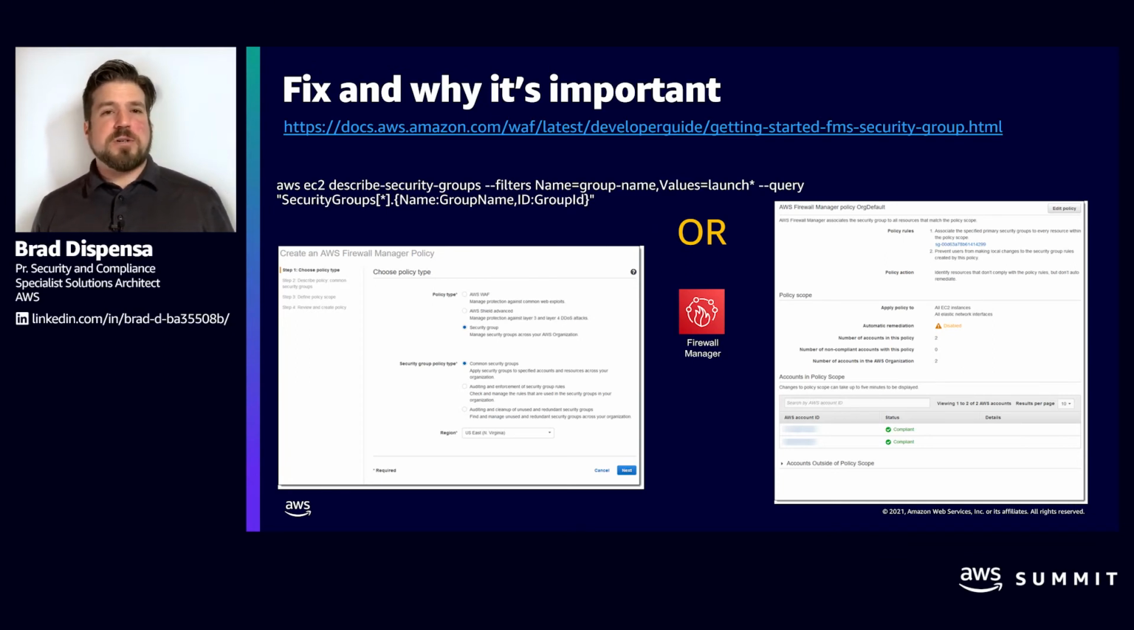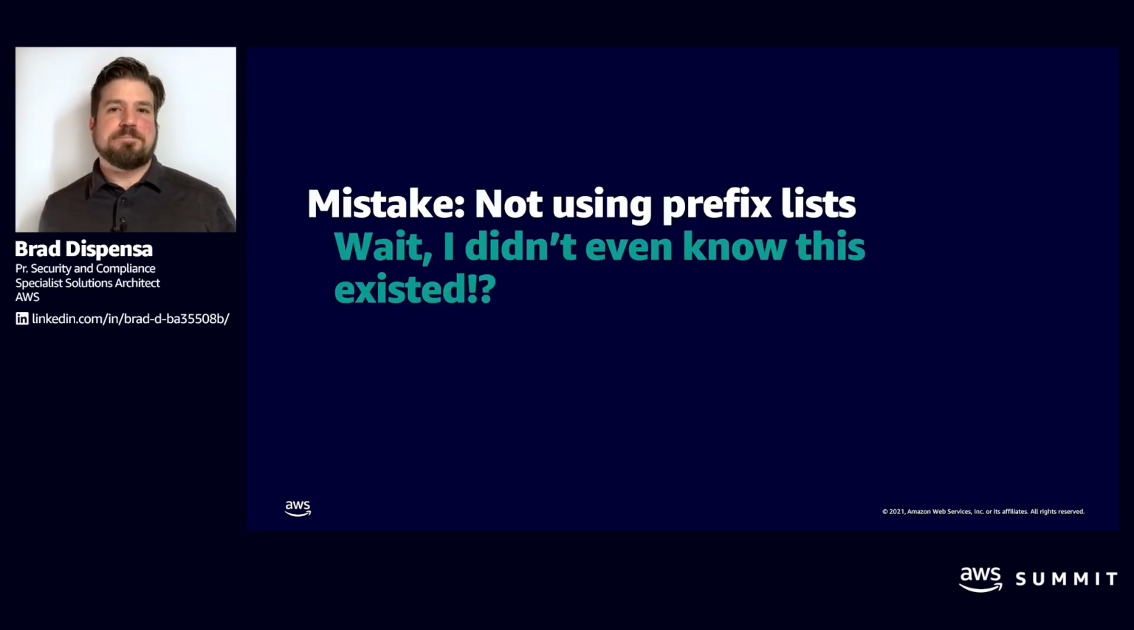Another better longer-term strategy is, instead of relying on handmade security groups inside of your environment, consider the use of a service like AWS Firewall Manager, which allows customers that are using AWS Organizations to centrally deploy security groups to all of the child accounts inside of their organization, rather than relying on manual processes to create them.